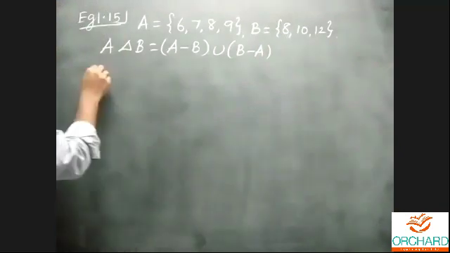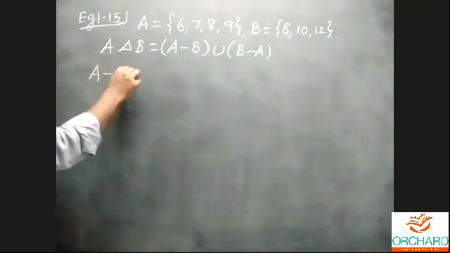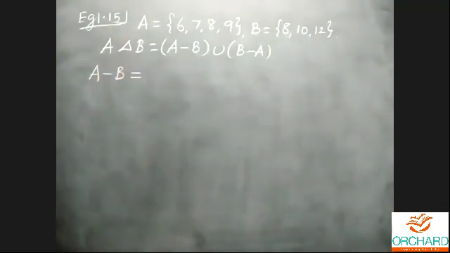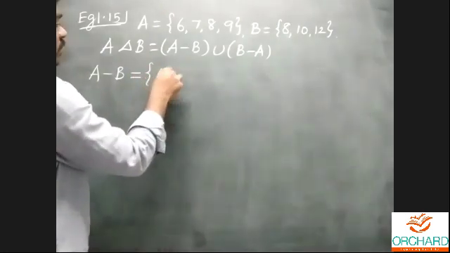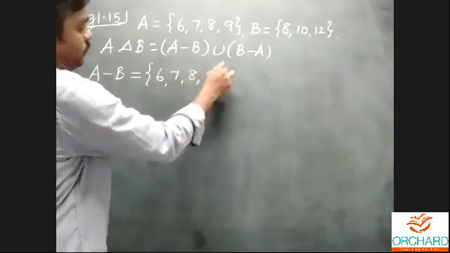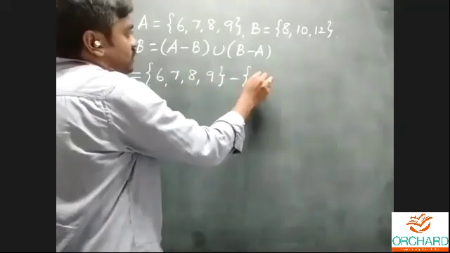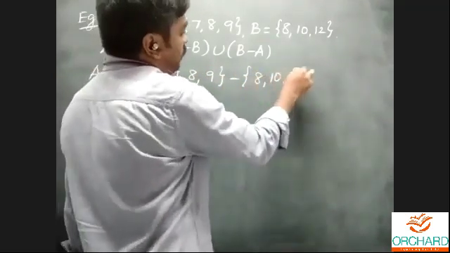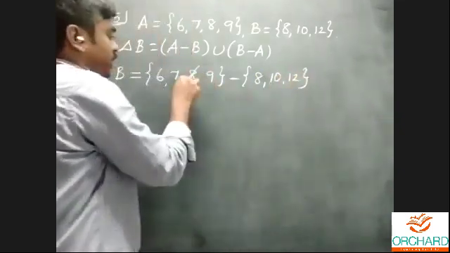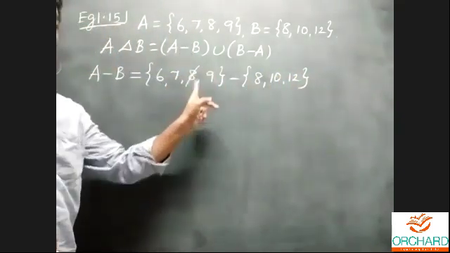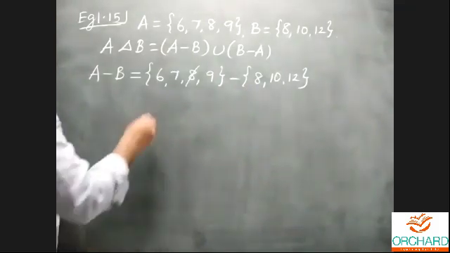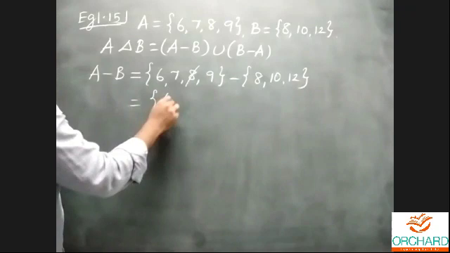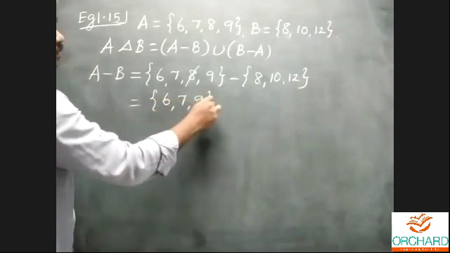First, I can identify A difference B. What does A difference B mean? Remove the elements of B from A. Write down the elements of set A: 6, 7, 8, 9. Then the difference, the elements of set B: 8, 10, 12. Remove the element 8 only, because 8 is the only common element. After removing the elements of set B from A, write down the remaining elements of set A: 6, 7, 9.